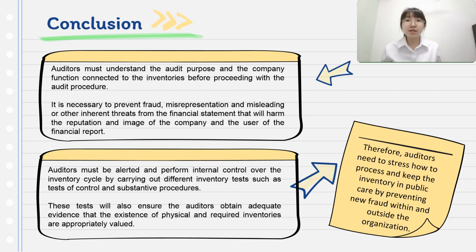Hence, auditors must be alert and perform internal control over the inventory cycle by carrying out different inventory tests, such as tests of control and substantive procedures. These tests will also ensure the auditors obtain adequate evidence that the existence of physical and required inventories are appropriately valued. Therefore, auditors need to stress how to process and keep the inventory in public care by preventing new fraud within and outside the organization.